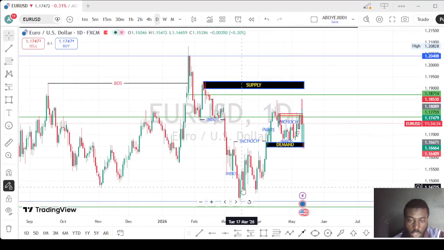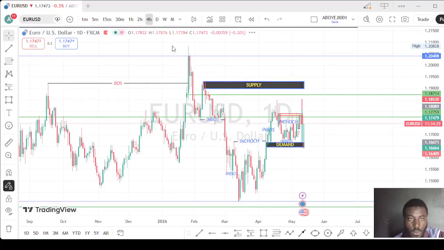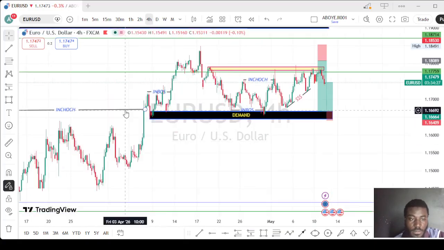So the market is giving us the kind of option. This is what break of structure, change of character. So let's move to the 4 hour time frame. This is the 4 hour time frame.